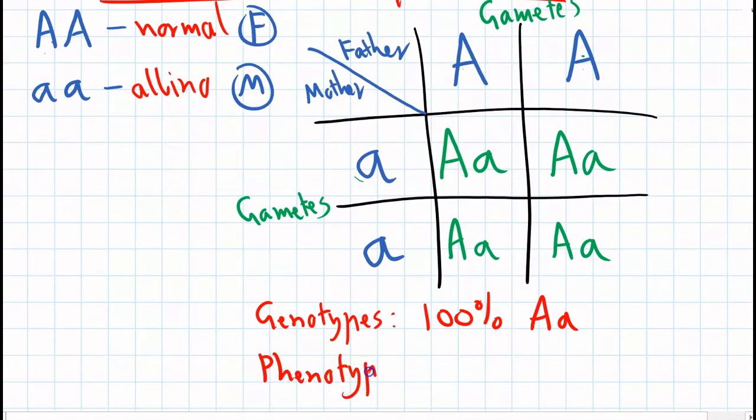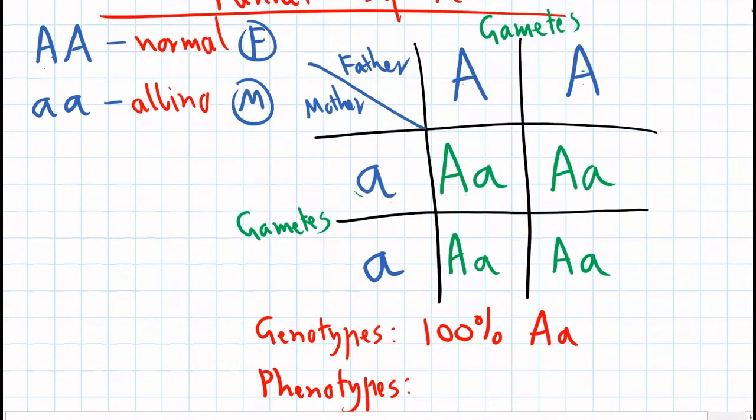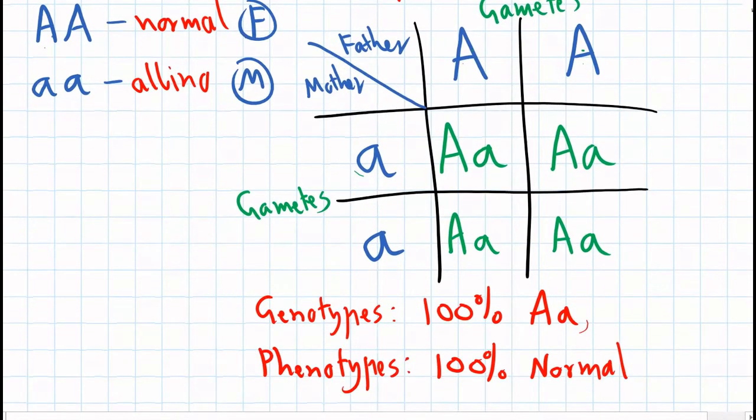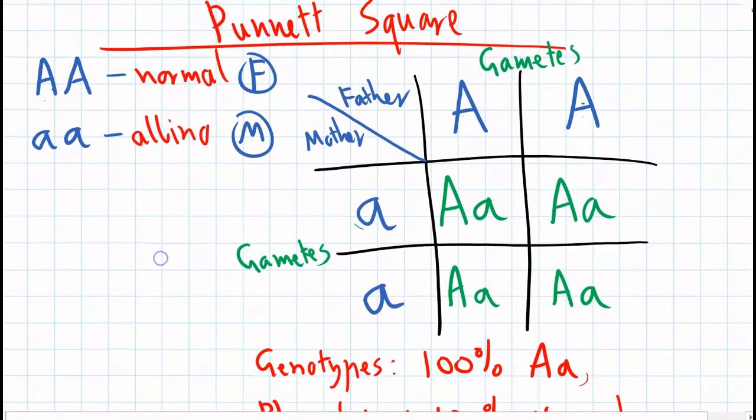What are the possible phenotypes in children of this couple? Well, if they're always big A little a, remember that albinism is recessive, so all these children are going to be heterozygous, so they're going to be normal. They'll have the normal phenotype. So 100% of the children are going to have the normal phenotype as well. Okay, so that's how we set up a Punnett square, and we predict the genotypes and the phenotypes of the children. That's a really simple example.